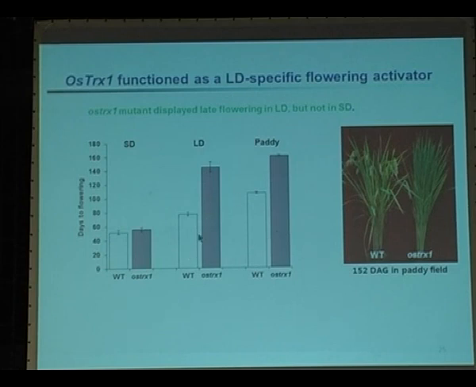Knockout mutation shows delayed flowering, similar to BIL2. However, in short day, there's very little difference in controlling flowering time, and very specifically delayed flowering under the long day, indicating this TRX1 targets a different gene, not RFL1 I mentioned to you.